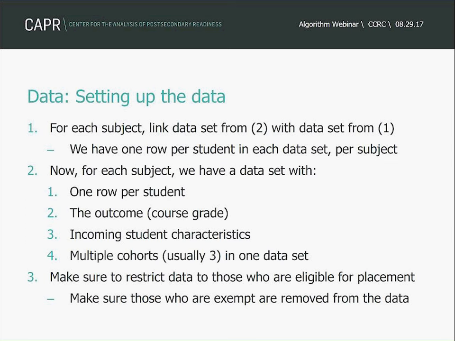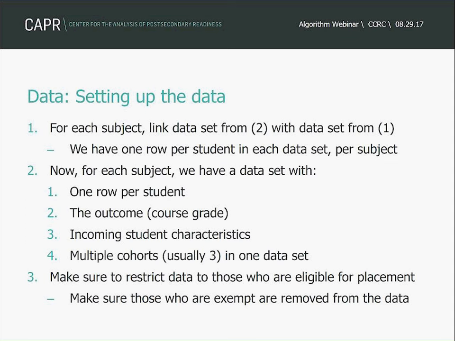So we go back to the course transcript data. We would pull out all the students who took college level English as their first course. We would pull the course and their grade from that data set, and we would link it again to the same incoming student characteristics. So now we'd have two data sets, one row per student. They would have their course grade, which is our outcome for each subject, and then again linked to their student characteristics, and we'd have that for 3 years, math and English, separate data sets.